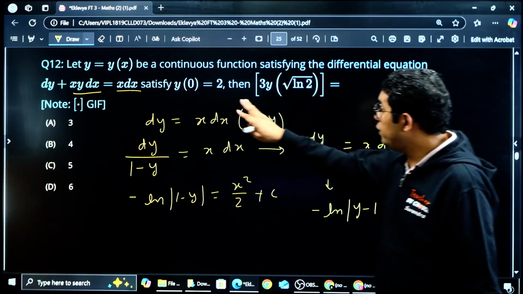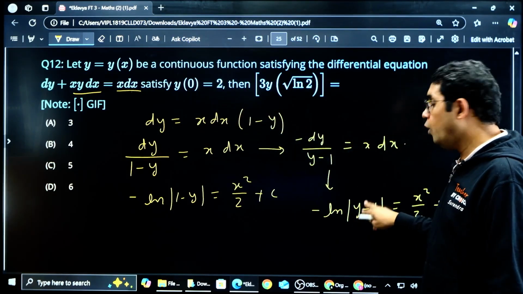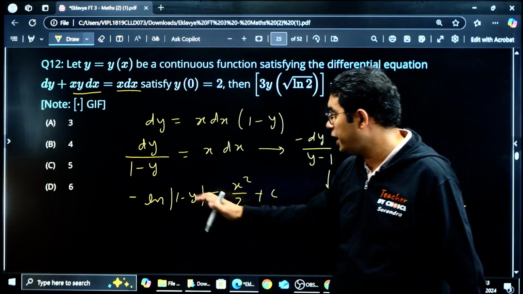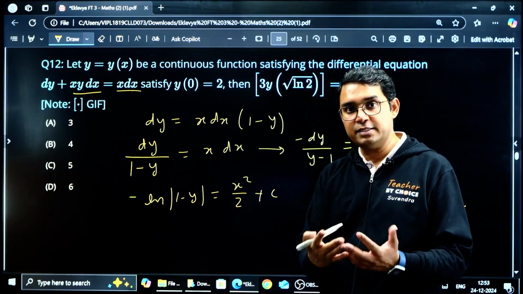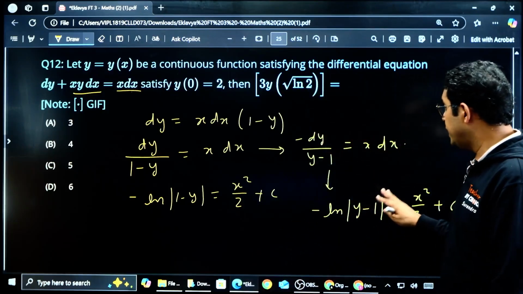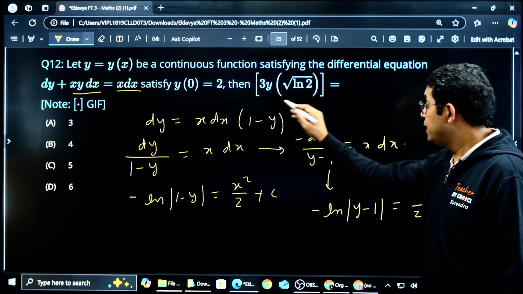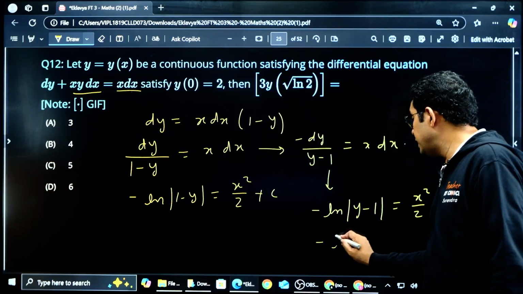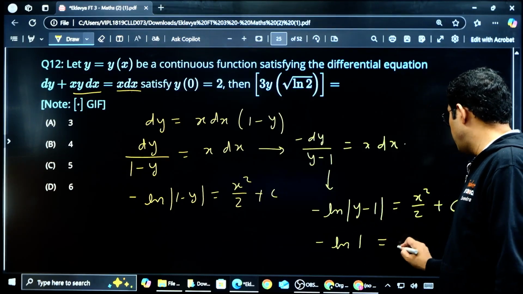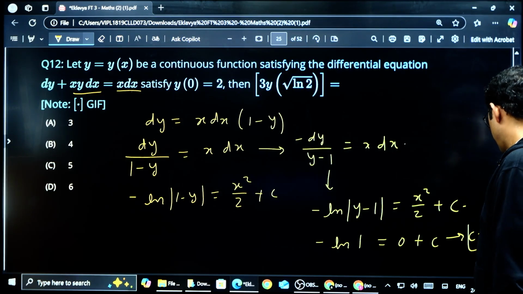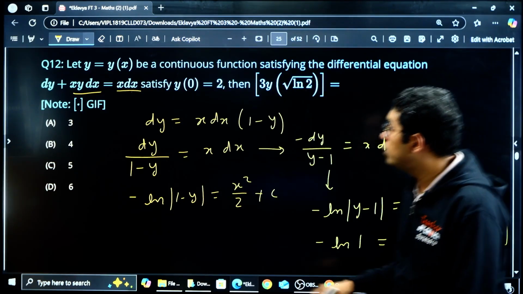But actually, when you put y is equal to 2, this will open with positive sign. Here you have to put one extra minus sign outside to make it positive. To avoid the confusion, I am taking this thing. You could have taken this also. If you take this at x is equal to 0, so we will be getting ln 1 is equal to 0 plus c. This gives c to be equal to 0.